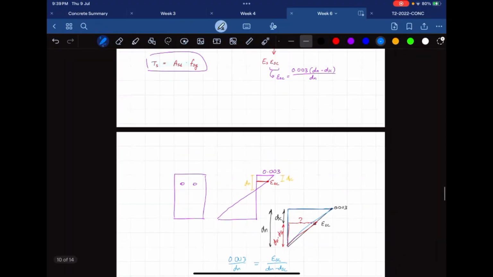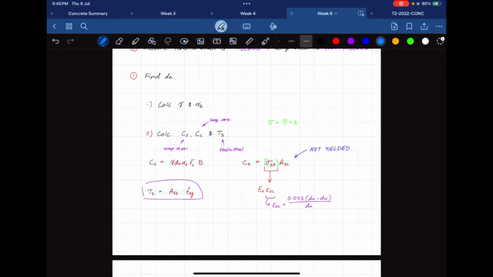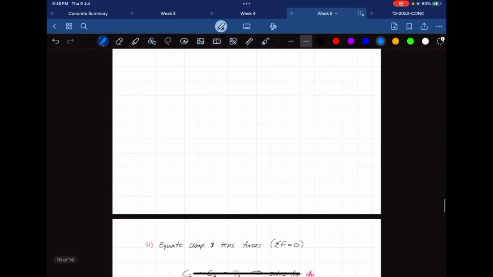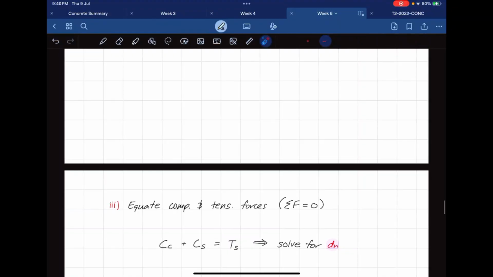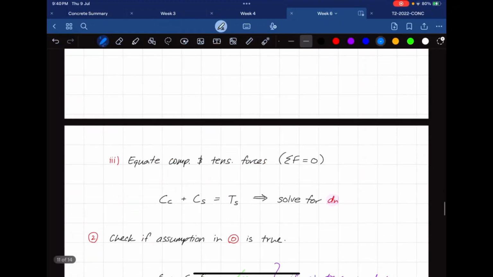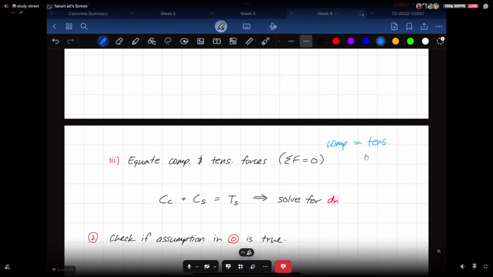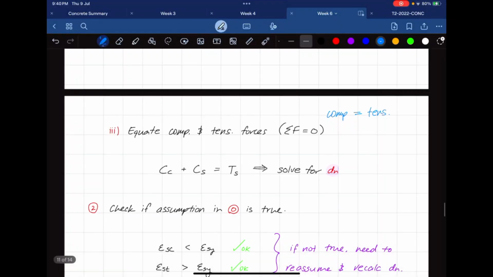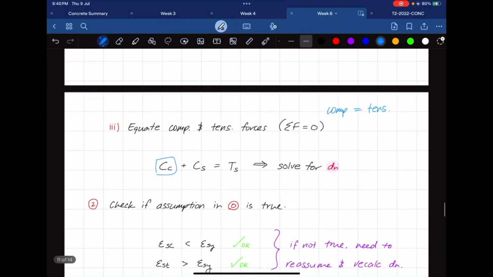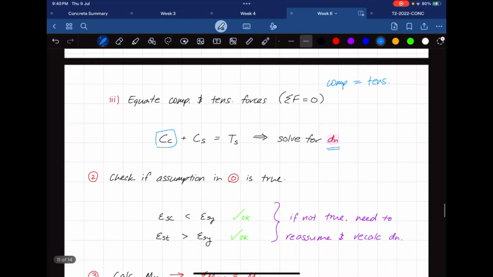The important thing is the next step. We're going to equate our compressive and tensile forces. As I said earlier, compressive forces is equal to tensile forces. So we're going to do CC plus CS is equal to TS, and you just solve for dn. dn only appears in this thing here, so it should be a straightforward equation. Shouldn't be too hard. It's a linear equation. It's pretty chill. Once you find dn, however, you're going to have to check your assumption.